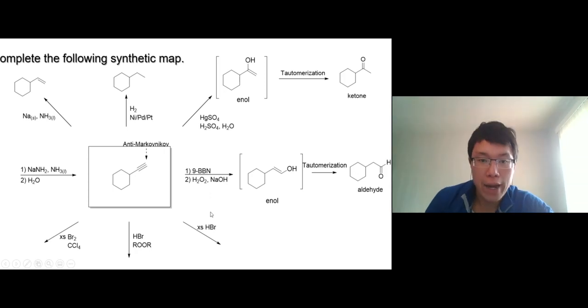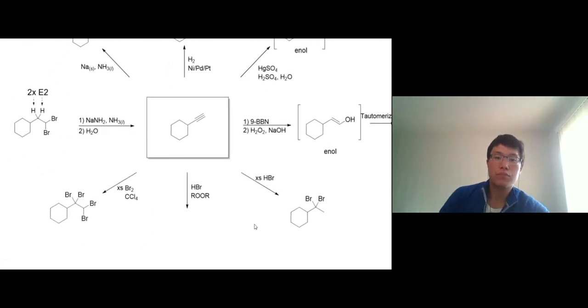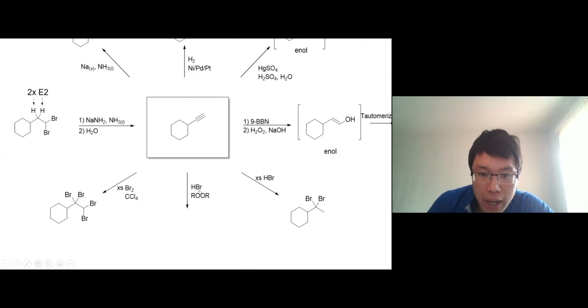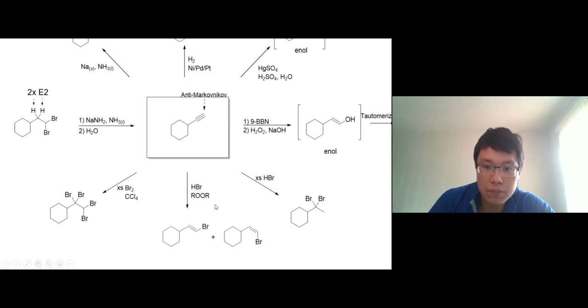All right, coming down below right here. An excess amount of HBr adds onto this alkyne. An alkene can add once, an alkyne adds twice, with Markovnikov orientation, so you should get that. Next one, where we have HBr and a peroxide. This one is going to be anti-Markovnikov, so you can add only one. You get a mixture of E and Z isomers.